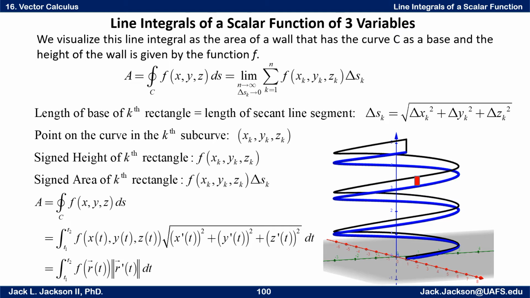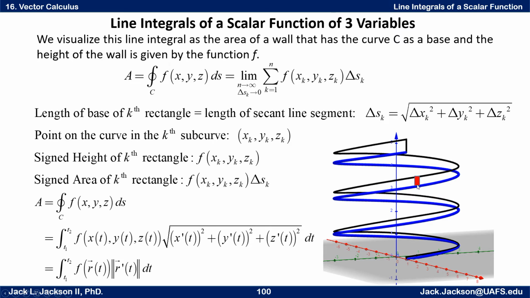A point on the curve in the kth subcurve is going to be an x sub k, y sub k, z sub k. Just like we did in the last video, or just like we always do, we take our domain and split it up into little pieces. In this case, our domain is a curve, this spiral thing going on here. We break it up into a little piece, let's say a little piece right in here. Somewhere within that piece, we pick an x k, y k, z k, and evaluate our function to find the height of a rectangle.